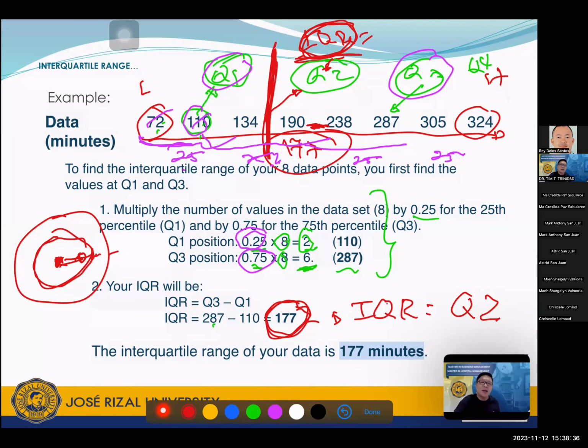So again, the question is why the interquartile range is a point. Because it has a pinpoint value. Okay? It's not a range. It is a single value. That's why it is called a data point.